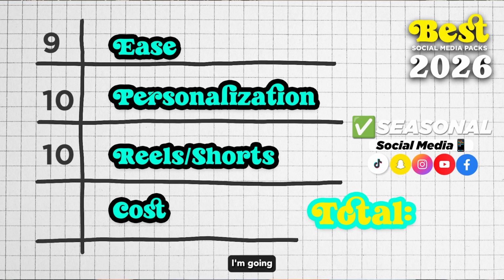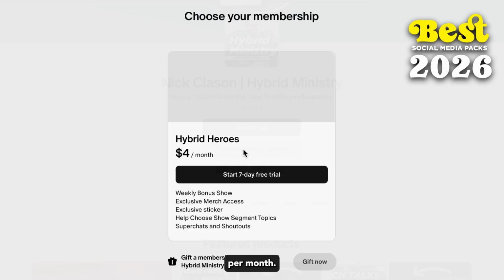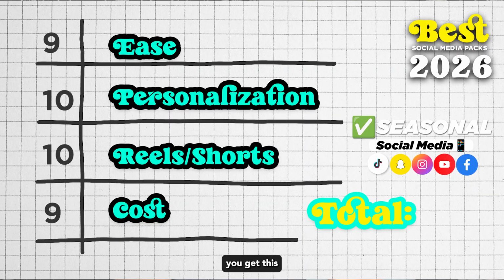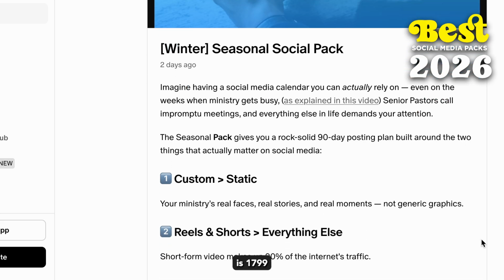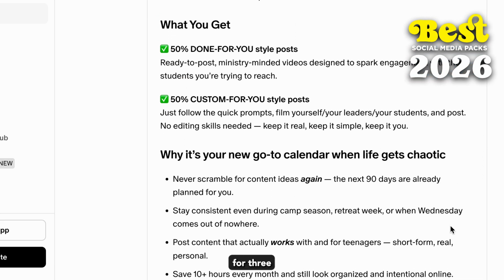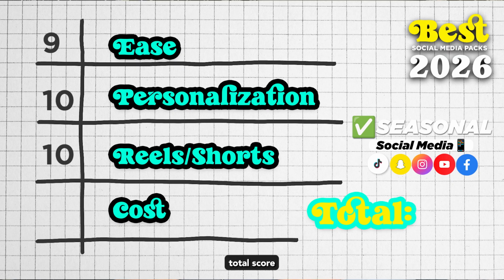And then finally, the cost, I'm going to say a 9. Bro, it's only $4 per month. We had $15. We had completely free, but all it was was one set of graphics. But we have $4 per month for 3 months of social media. Or you get this pack, if you don't want to become a Hybrid Hero member at $4 per month, standalone for $17.99, $18 for 3 months once again. So my total score is 38 out of 40.